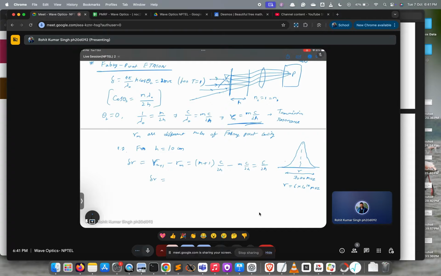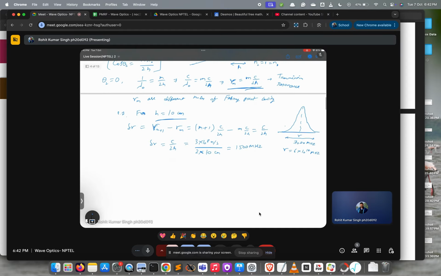So this is basically the frequency spacing between two modes. If you put the speed of light here, 3 into 10 to the power 8 meter per second, and we are taking the value of h equal to 10 centimeter, you can calculate it. It will be 1500 megahertz.